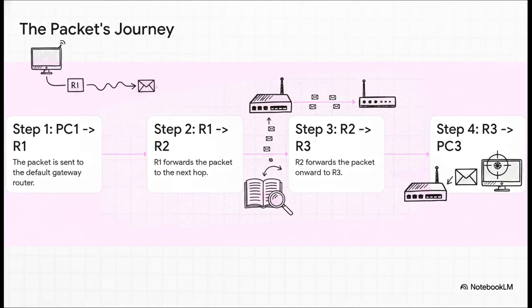Now, once R1 gets the packet, it looks at the destination address. It sees PC3. It then checks its internal rulebook. This is called a routing table, which tells it the best way to get there. And that rulebook says, hey, to get to PC3, you need to send this packet to the next stop, which is router R2. So off it goes.